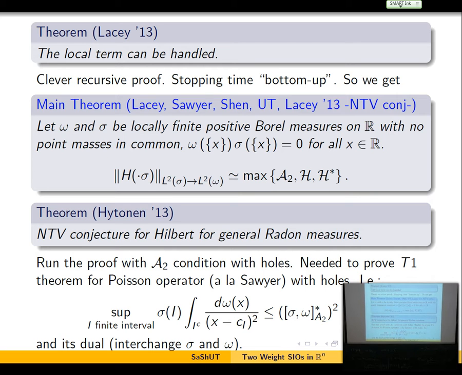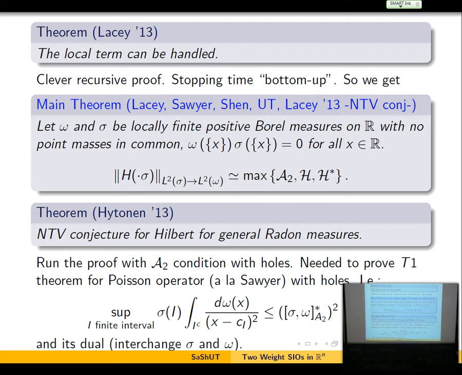That's what's now called the local term. So his theorem was that you can handle that. And the idea is a very clever recursive proof, which is somehow reminiscent of the approach that Michael and Christoph had for the proof of the Carleson almost everywhere convergence, and stopping time, which goes bottom up in a certain sense. So if you put together the two things, actually they are going to appear as parts 1 and 2, but as I said, part 2 is just Michael.